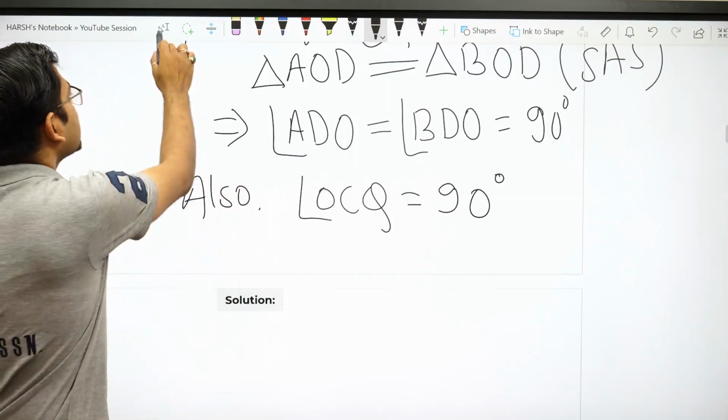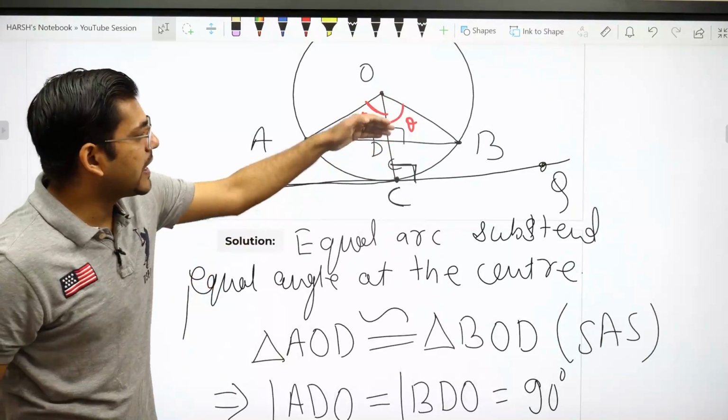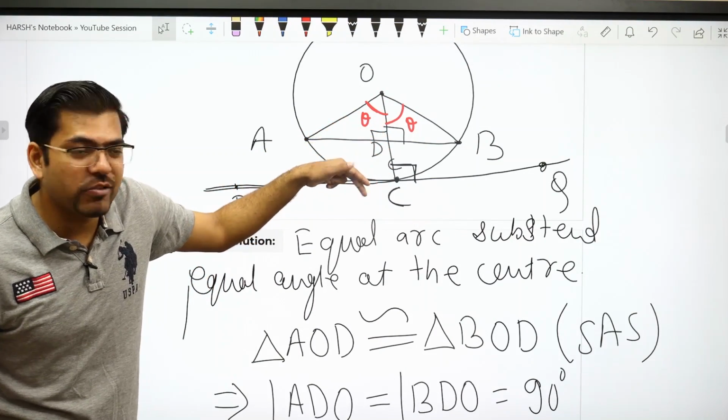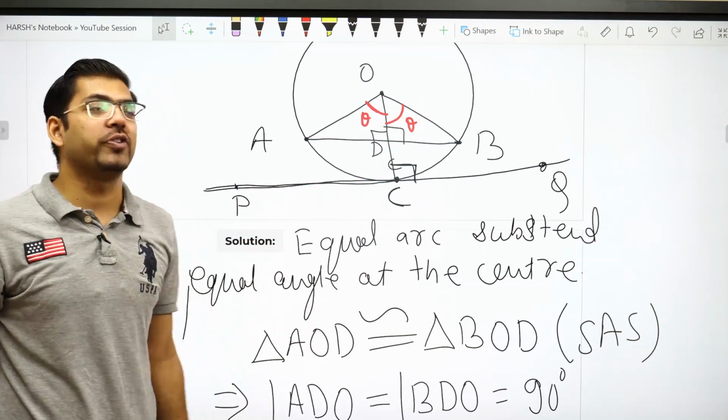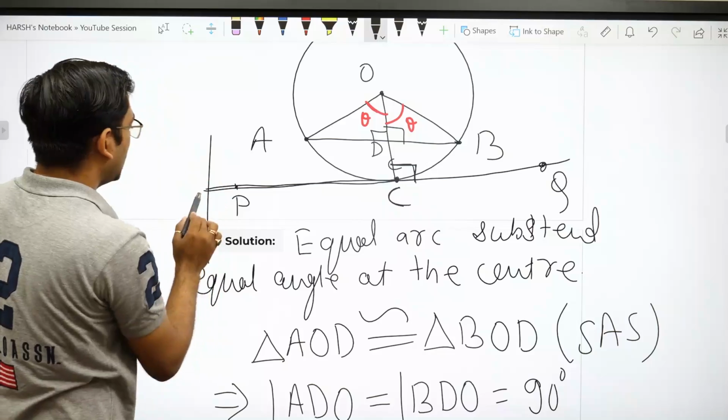Since both the angles are equal, so the corresponding angles are equal. So I'll write, since corresponding angles are equal, hence AB is parallel to PQ. Proved. I'm writing here.